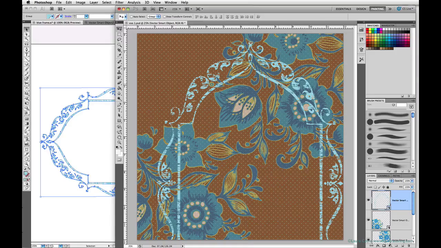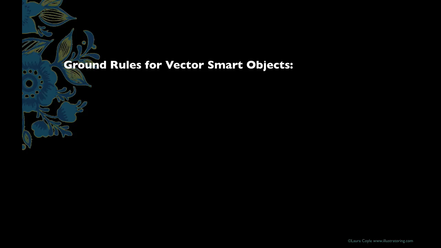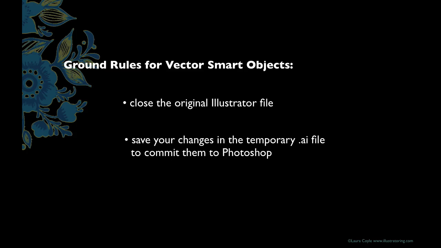So to wrap up, here are some ground rules for Vector Smart Objects. Once you've pasted or dragged your vector art into Photoshop to create the Vector Smart Object, close the original Illustrator file. That art is no longer connected to the Photoshop document, and this will help you avoid confusion. And then whenever you make an edit to that Vector Smart Object file in Illustrator, save your changes in the temporary .ai file to commit them to Photoshop. And you'll find more information in the PDF lesson guide this week.